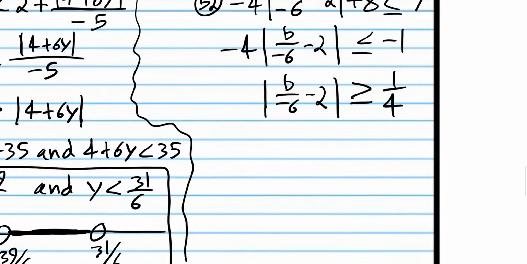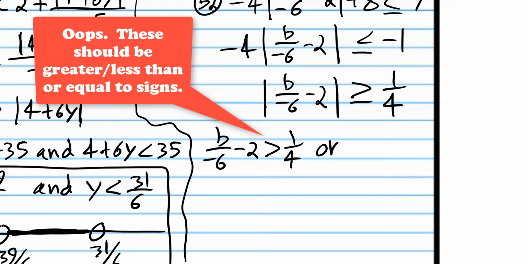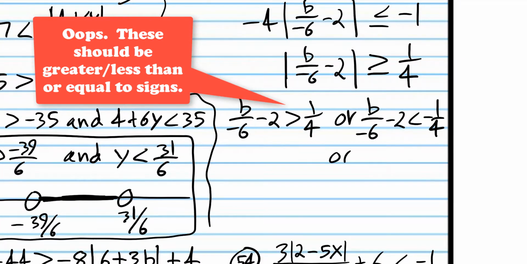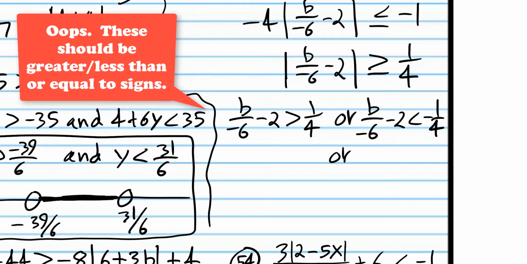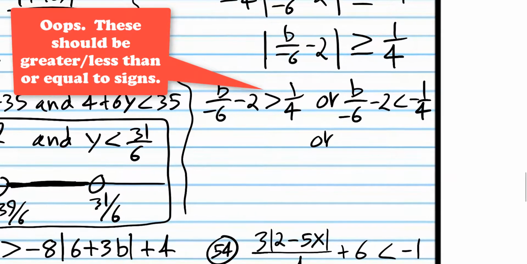So that means that it's going to be the outside situations. So b over -6 minus 2 is greater than positive 1/4, or b over -6 minus 2 is less than -1/4. So we're going to bring down the word or, add 2 to both sides, and now, again, we have the situation where we're having to add fractions, but that's just going to be 9/4. Again, 2 plus 1/4 is 9/4.